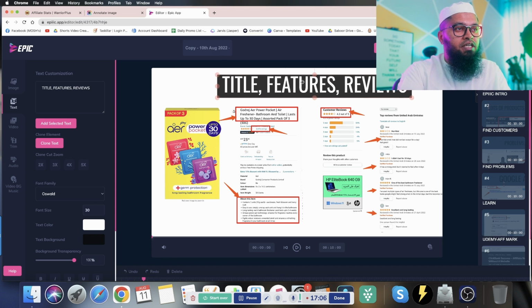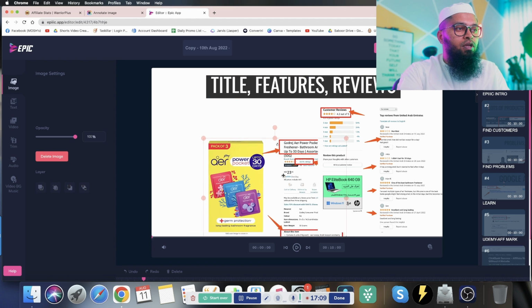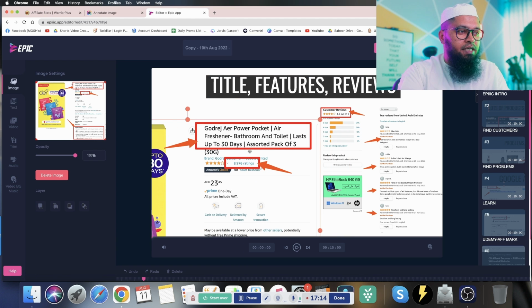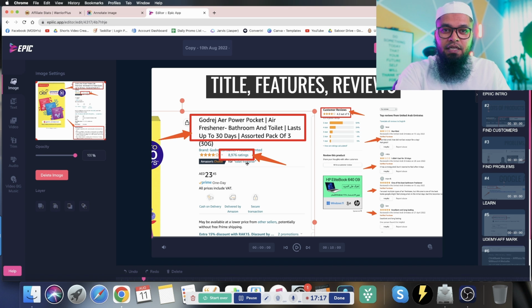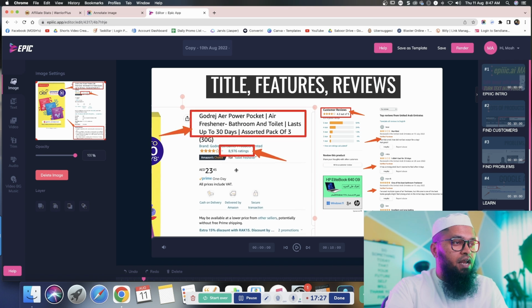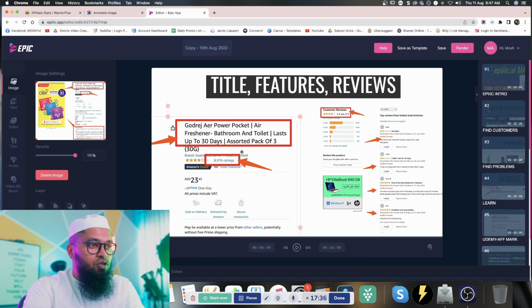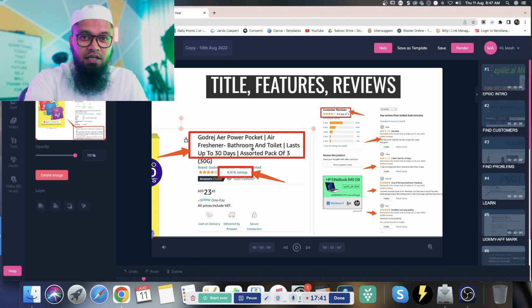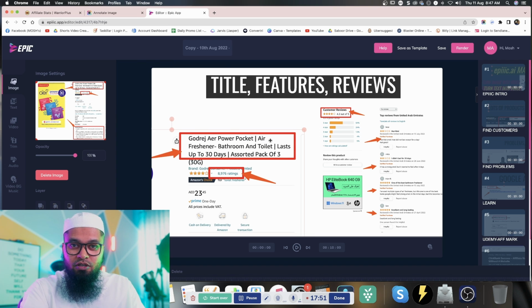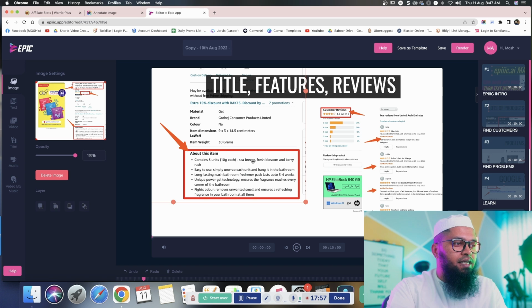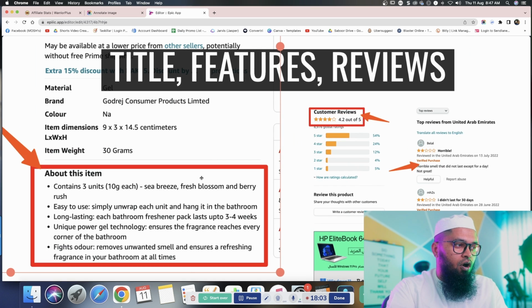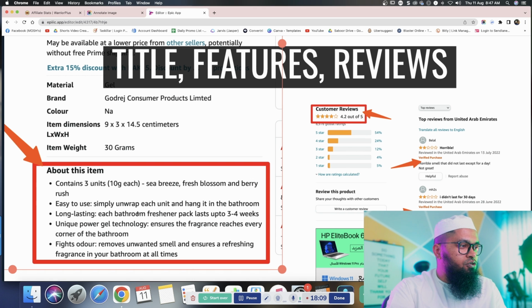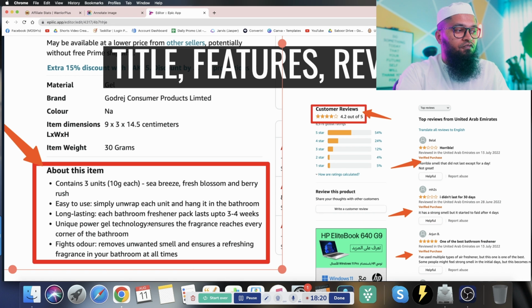The secret is title, features, and reviews. So when you go to Amazon, focus on the title and the number of reviews and ratings. If there are a lot of reviews and ratings, it means this product is popular. So the keywords in the title are popular as well, because keywords in the title are the first things that people search for on Amazon and find on Amazon. Then also look at "About this item" to see what these guys are focusing on. It looks like they're focusing on easy to use, long lasting, unique power gel technology, and that it fights odor.